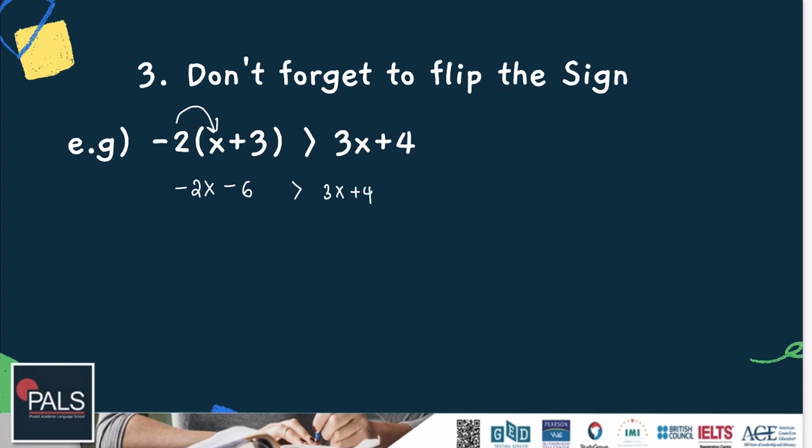So I will solve the inequality. So minus 2x minus 3x more than 4 plus 6, right? So minus 5x more than 10. So look, if I want to find x, I need to divide both sides by minus 5, right? So I told you, if we multiply or divide by a negative number, we need to flip the symbol. So it will be x less than minus 2. This is the final answer. We need to flip this sign if we divide or multiply by a negative number in inequality questions.